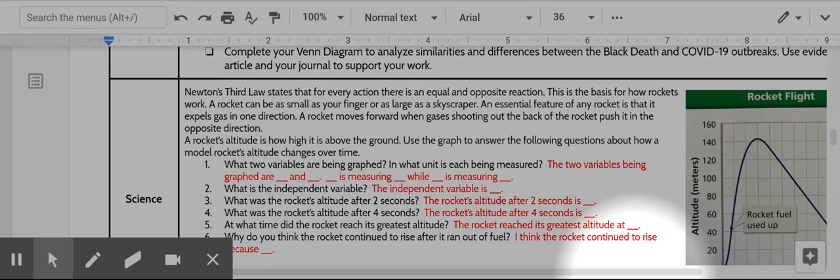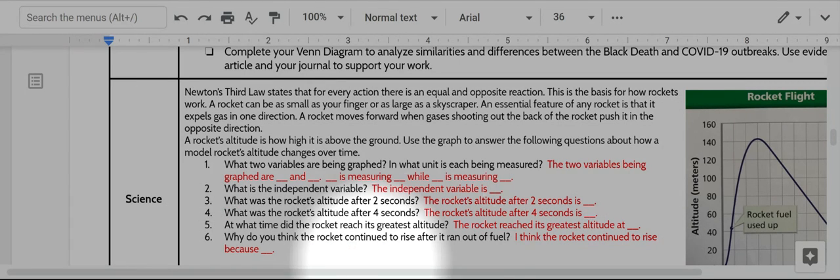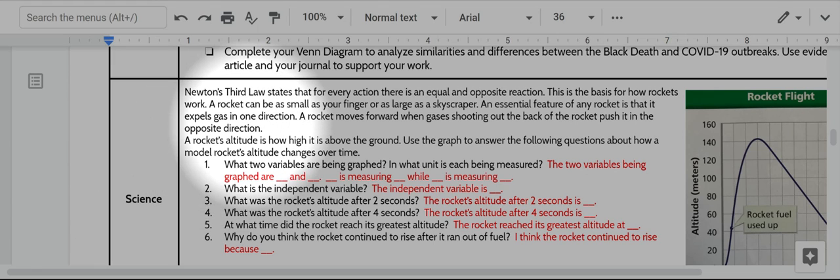And let's start with reading our question here for AMI day 25. Newton's third law states that for every action, there's an equal and opposite reaction. This is the basis for how rockets work. We launched rockets in the fall. A rocket can be as small as your finger, as large as a skyscraper. An essential feature of any rocket is that it expels gas in one direction. That means it shoots out the back end.